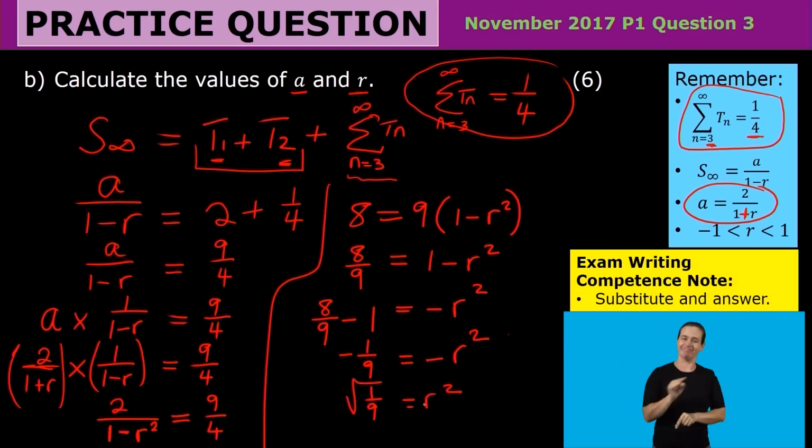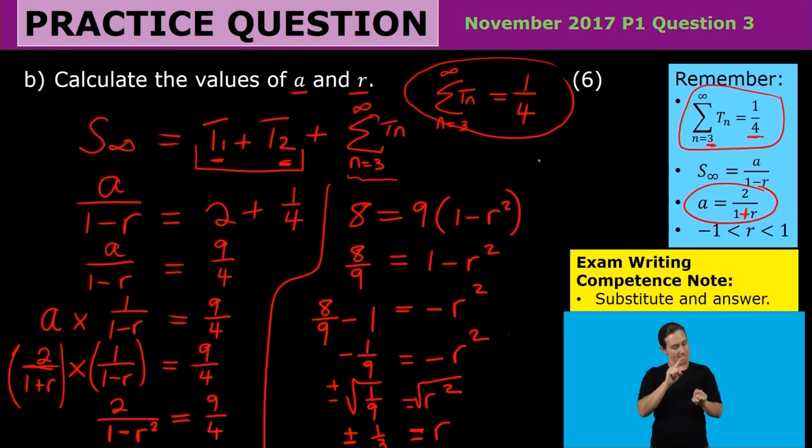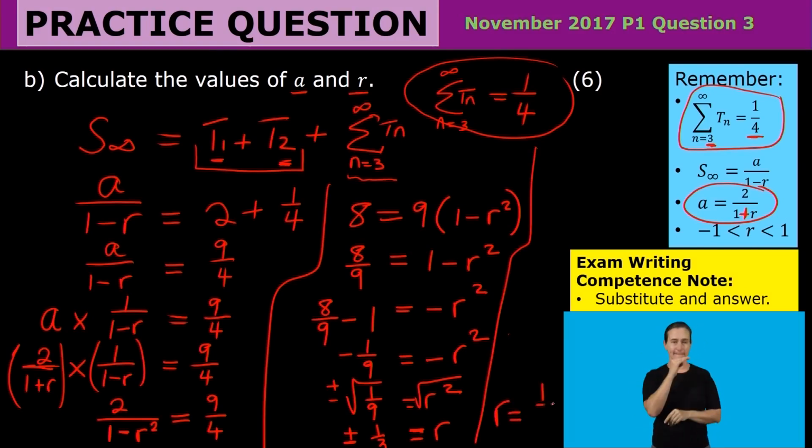Now, when we put a square root on both sides, not forgetting our plus minus, that means our r is going to be plus minus 1 over 3. But remember, in the initial statement we were told that this sequence only consists of positive values. So for it to only consist of positive values, we need to multiply by a positive ratio. That means that we are going to choose an r value that is equal to a positive 1 over 3.